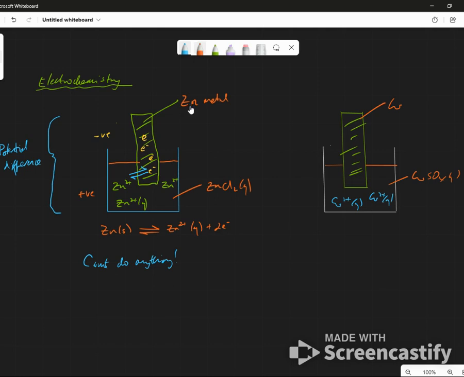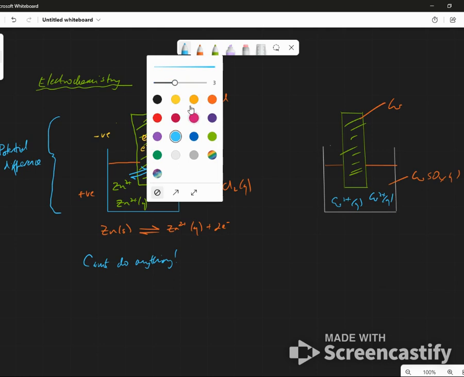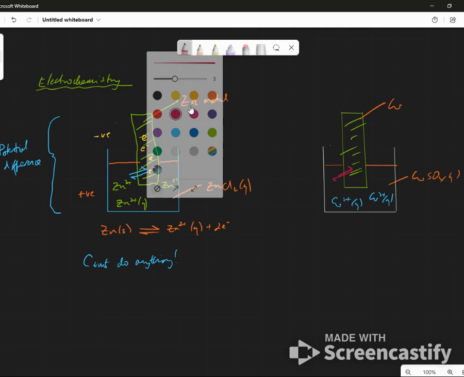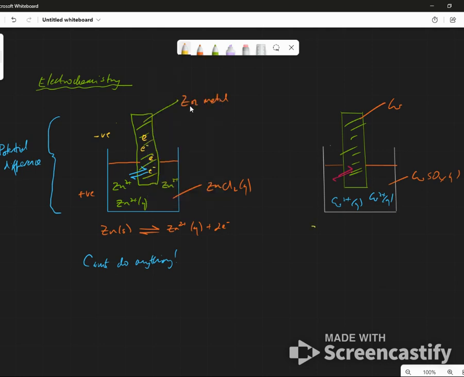Now, again, we're going to get an equilibrium set up between the metal and the solution. The equilibrium will look something like this: Cu solid is going to be in equilibrium with Cu2+ aqueous plus 2 electrons.